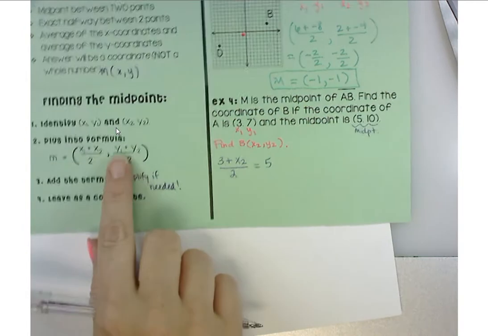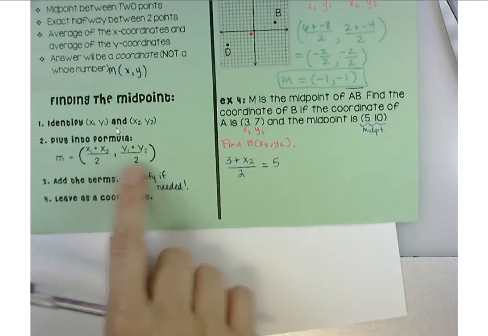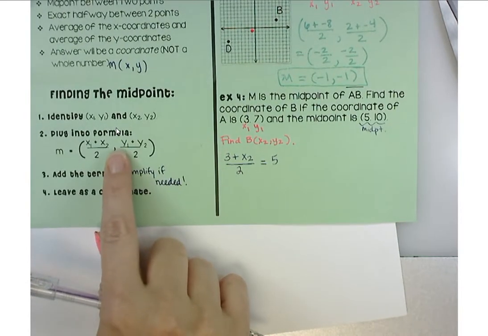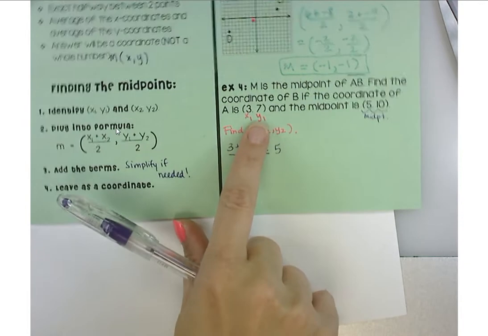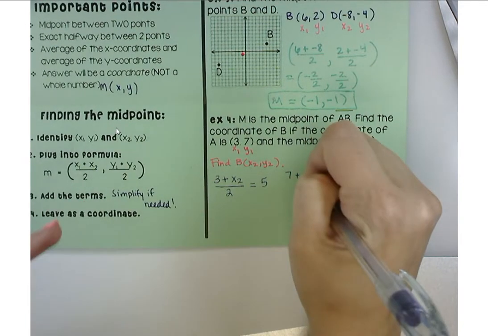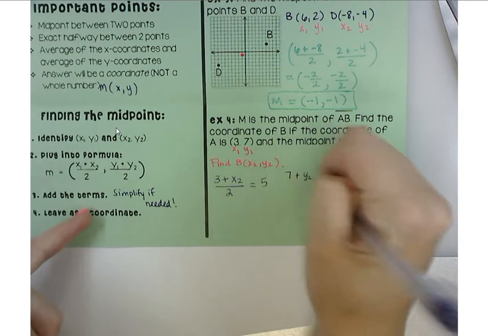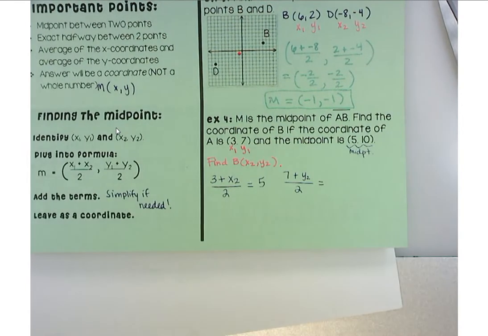Okay, so to find the y, we have y1 plus y2 divided by 2. So do we know what our y1 is? Yep, y1 is going to be 7. Do we know y2? No. Do we know what the final y value is going to be of our midpoint? Yeah, what's the final y value? 10.